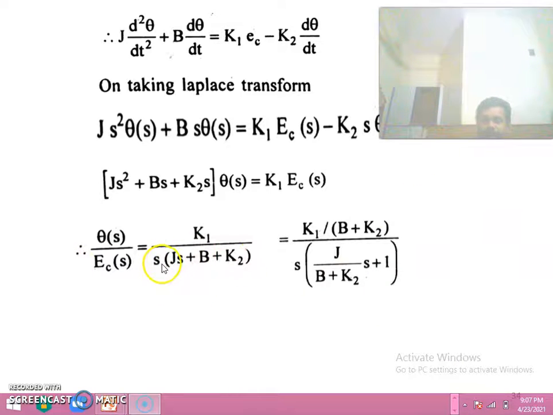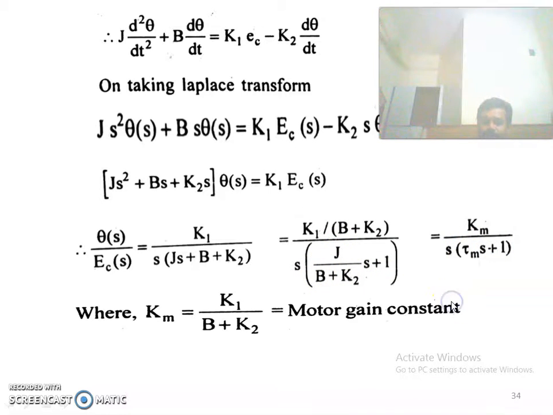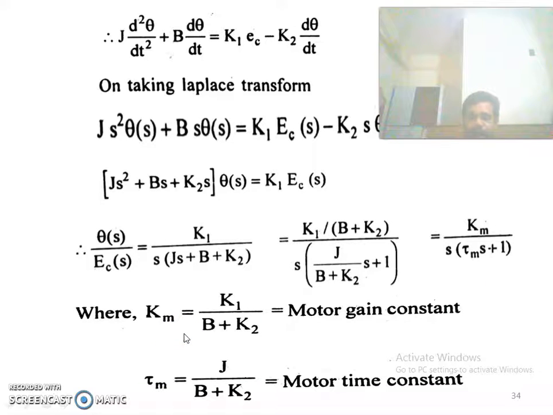From the denominator, you take B plus K2 common. So we will be getting J S divided by B plus K2, plus 1. Now, instead of K1 divided by B plus K2, you write Km, and instead of J divided by B plus K2, tau m. This Km is nothing but the motor gain constant, and tau m is nothing but the motor time constant.